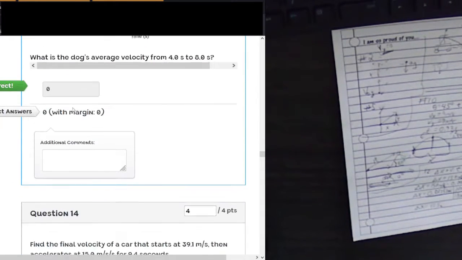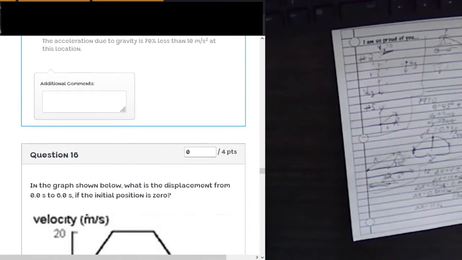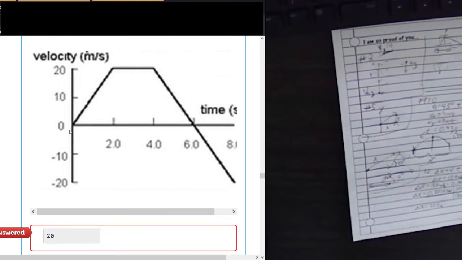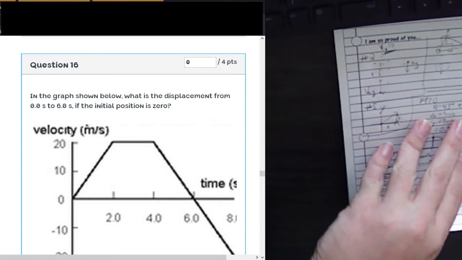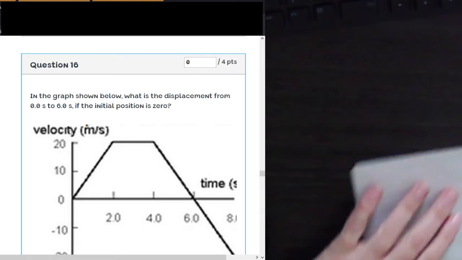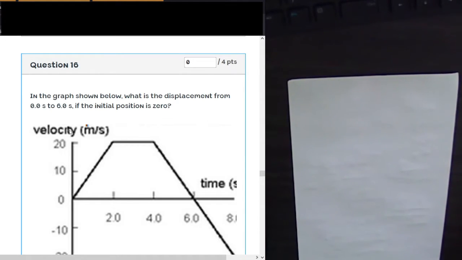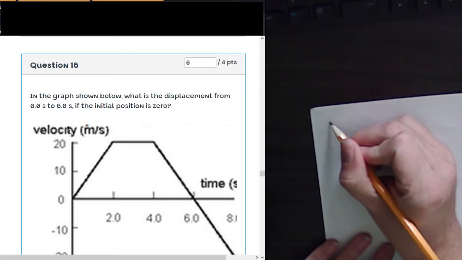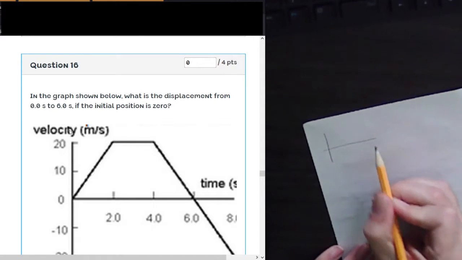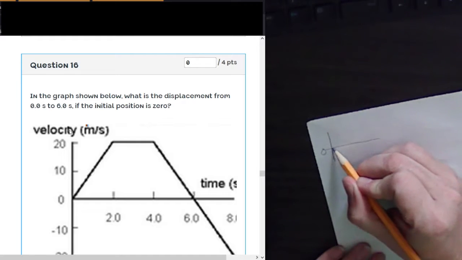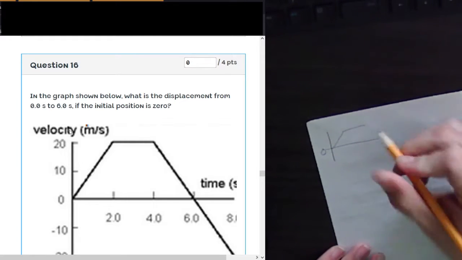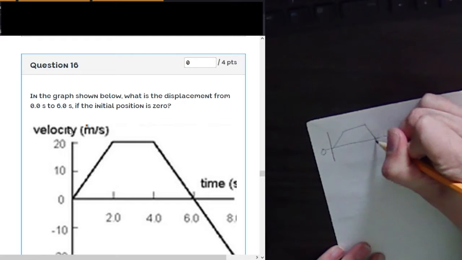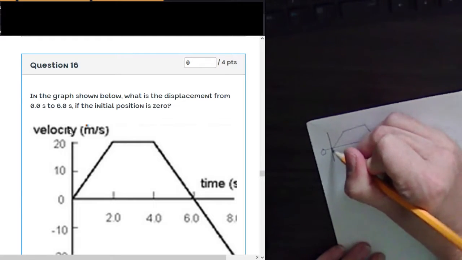Let's look at the next one. So got that one good, good, good. Oh, well. Okay, so this one, number 16. In the graph shown below, what is the displacement from 0 to 6 if the initial position is 0? So initial position 0, so that makes things easy. So if you're looking at this graph here, we can sketch that out. We don't have to worry too much because we're only going from 0 to 6, so it's from here to there.